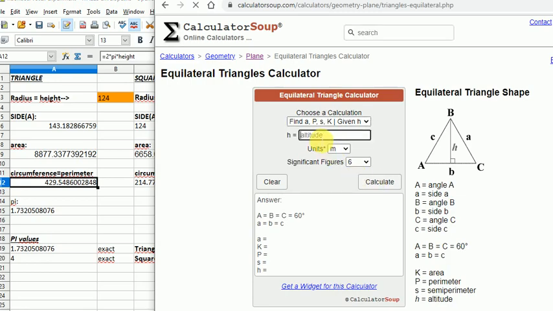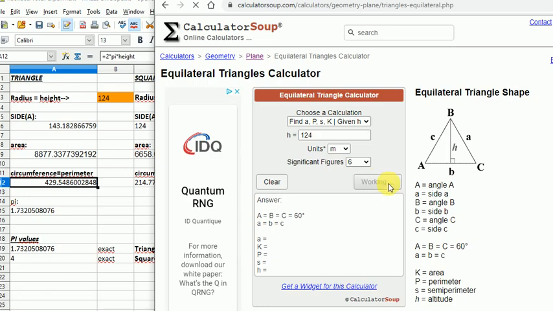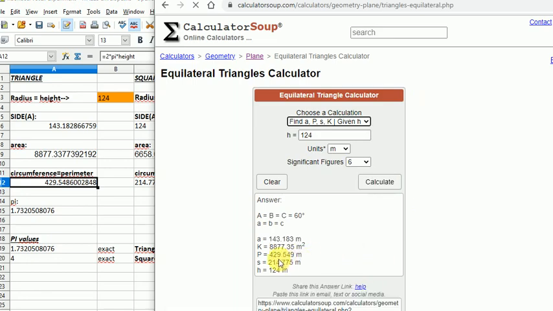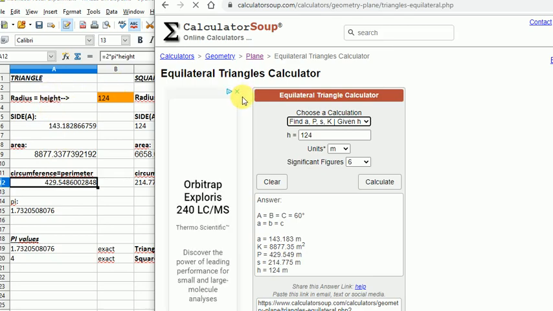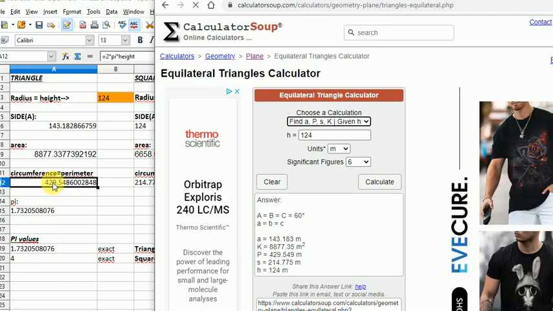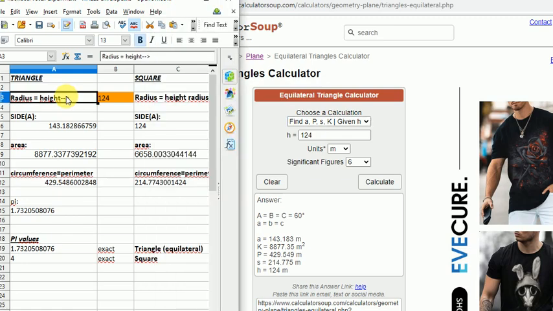Oh, hold on. 124. That works out as, we're looking for P, remember, perimeter, 429. For any given equilateral triangle, if you give me the height, I can use my value of pi to tell you what the area and circumference is, just like I would with a circle. So that's the whole point. So R for equilateral triangles is the height.